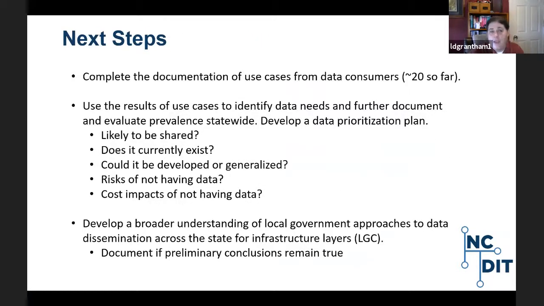So our next steps are to finish up the use cases. We've got about 20 so far. And develop a data prioritization plan. So going back to that layer list and looking at: is the data likely to be shared? Does it currently exist? What is the completeness of it? Maybe what the accuracy assessment is, those kinds of things. And developing a broader understanding within the local governments as to how that is disseminated for state infrastructure, or for state layers, if we could. That might be a far-reaching goal, but it's one that we're looking at.